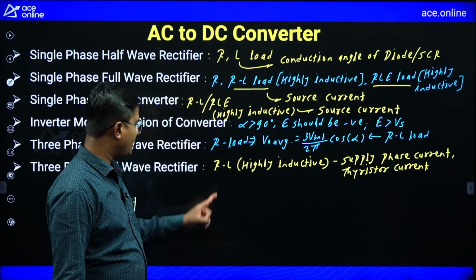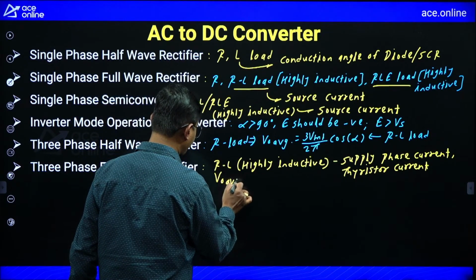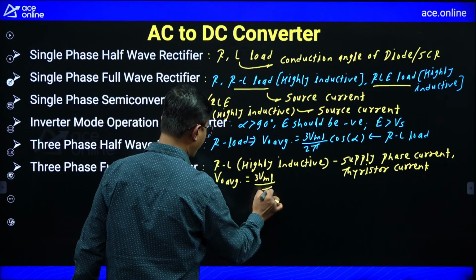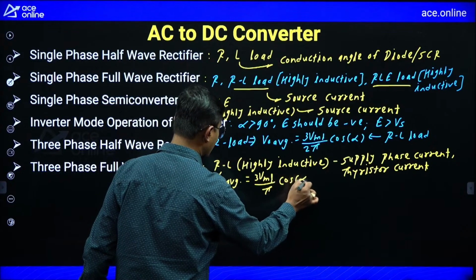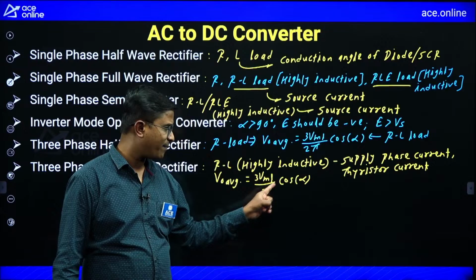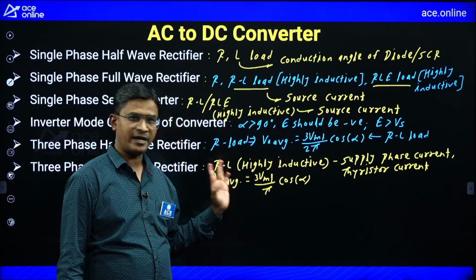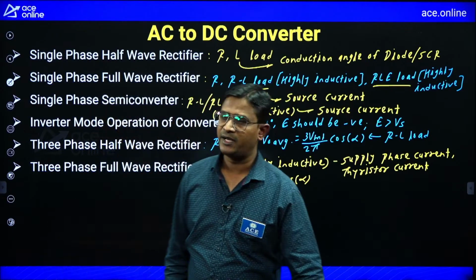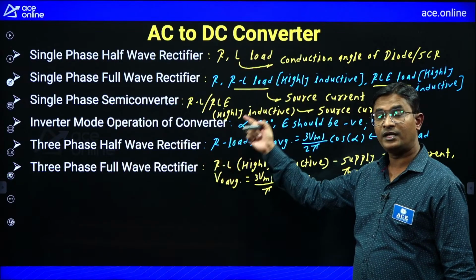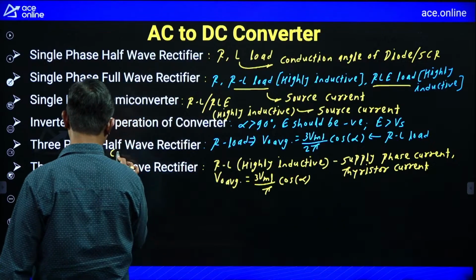Next, similarly for the three-phase full converter, my output voltage expression is 3 VML upon pi into cos alpha. For the three-phase half wave, it is 3 VML by 2 pi cos alpha. Please understand the changes: here it is 2 pi, here it is pi. Next, three-phase half wave gives you 3 pulses in the output, so that's why this is known as a 3-pulse rectifier.